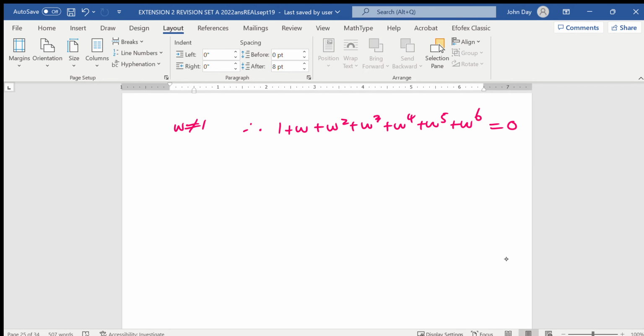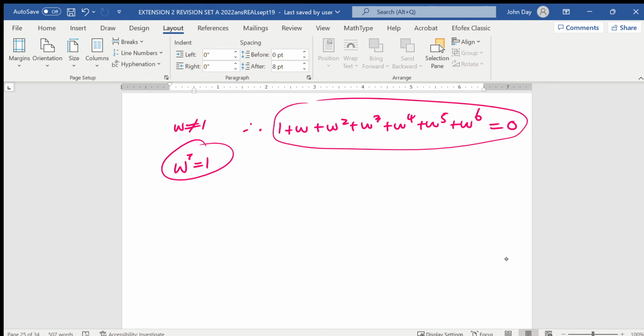We also know that w to the 7 equals 1, because w is a root of z to the 7 minus 1 equals 0. So we know that bit of information, and we know that bit of information. From that we can say w plus w squared plus w cubed plus w4 plus w5 plus w6 equals minus 1. We can try to find different manipulations to suit what we need.